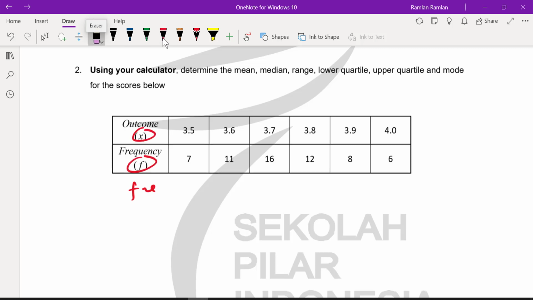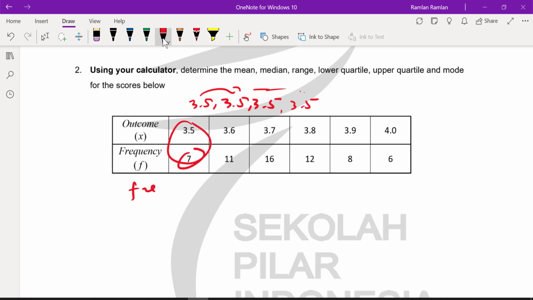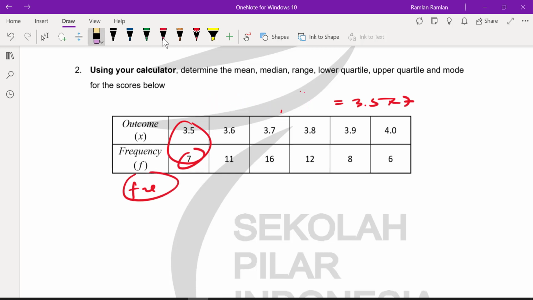So why do we need to add them? Because previously, remember that when we're talking about mean, we're actually just adding all of the data and then dividing by the total number of data, right? So in here, what you are doing is just adding up all of the data. So why do we need to multiply this? Because if I write this down in single data, it'll be like this: 3.5, 3.5, 3.5, and 3.5, as we have 7 of that, right? So if I add all of them 7 times, this is just equal to 3.5 times 7, right? So that's why we need to multiply it. Okay, so that's the reason why. Now let's just multiply all of them, and then add them up.